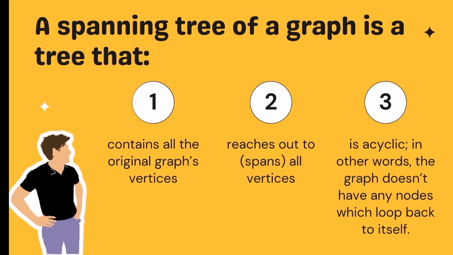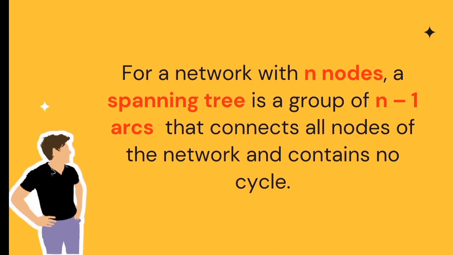Let's define first what is a spanning tree. First, it contains all the original graph's vertices, meaning all the nodes in a network must be present. Second, it reaches out to all the vertices, which means all the nodes must have a path to reach out on another node. Lastly, a spanning tree should be acyclic. In other words, the graph doesn't have any nodes which loop back to itself. For a network with n nodes, a spanning tree is a group of n-1 arcs that connects all nodes of the network and contains no cycle.